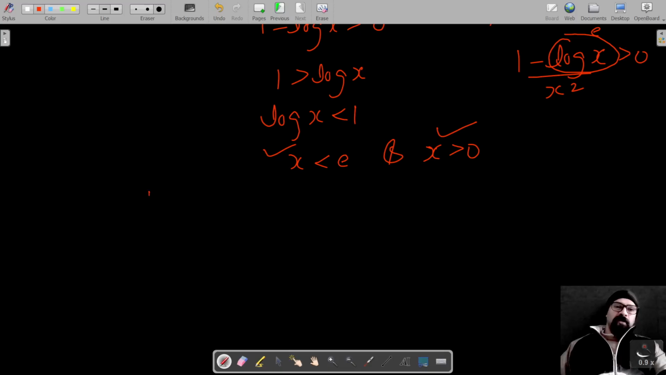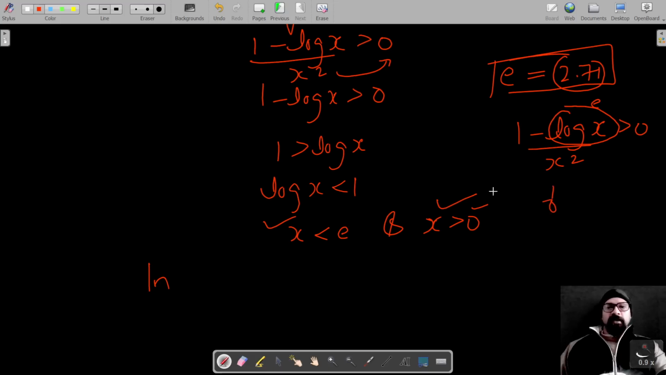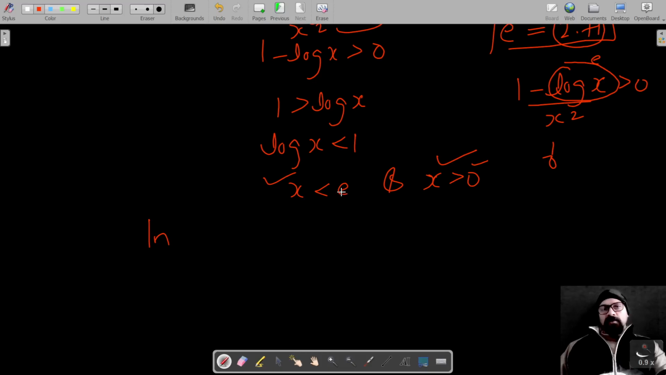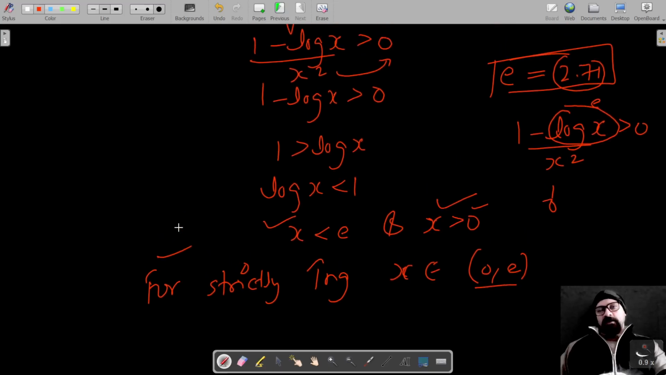It should not be equal to 0, because if I put x as 0 here, this becomes 1 upon 0, which is undefined. So it should not be equal to 0 and should not be equal to e. So for strictly increasing, x belongs to the open interval from 0 to e. In this interval, the function is strictly increasing.